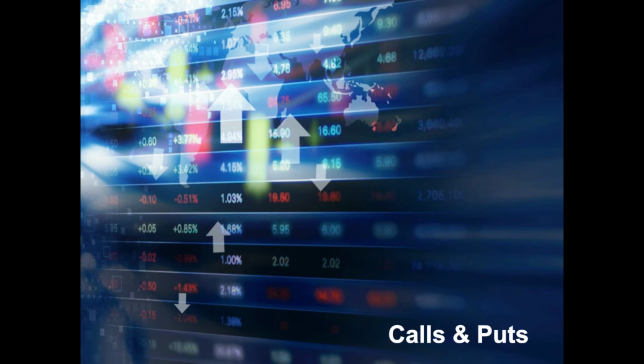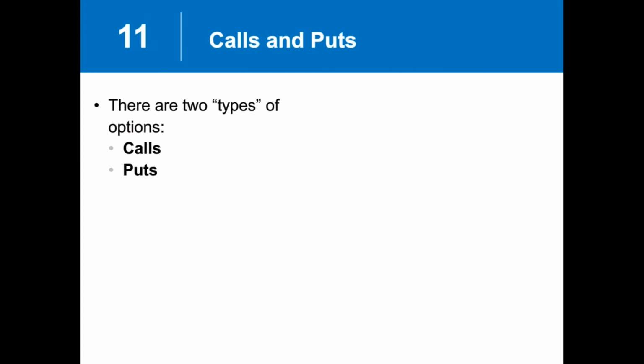Options are actually, even though they're a complex concept, fairly simple in terms of the mechanics. There's only two types of options. There's calls and puts. That's it. First let's talk about this. As I mentioned, when we invest in options, it gives us the advantage, or the option, to buy or sell stock.